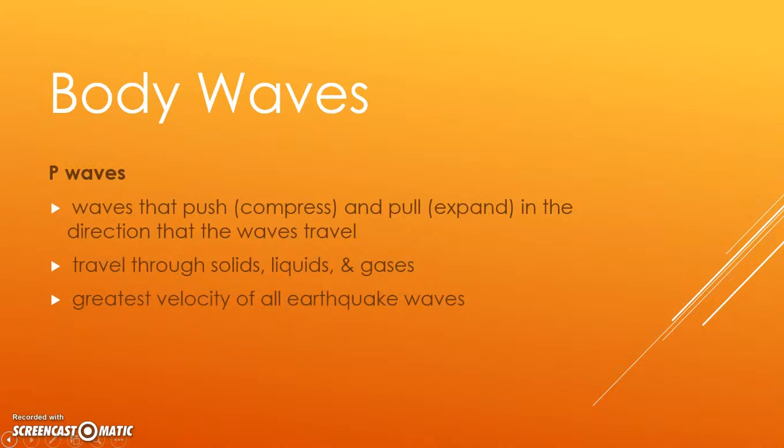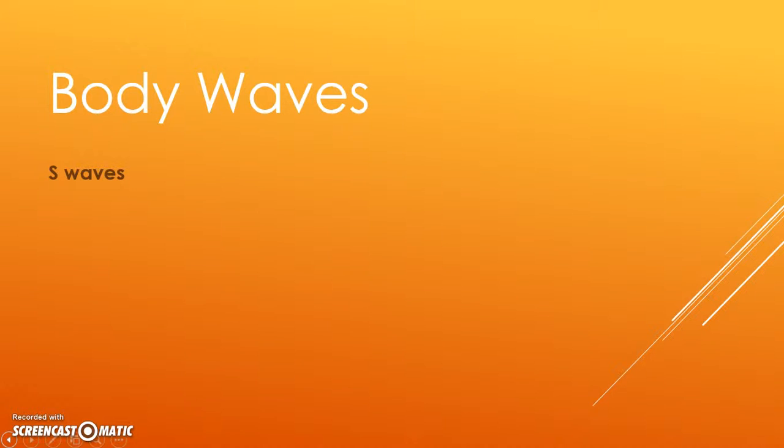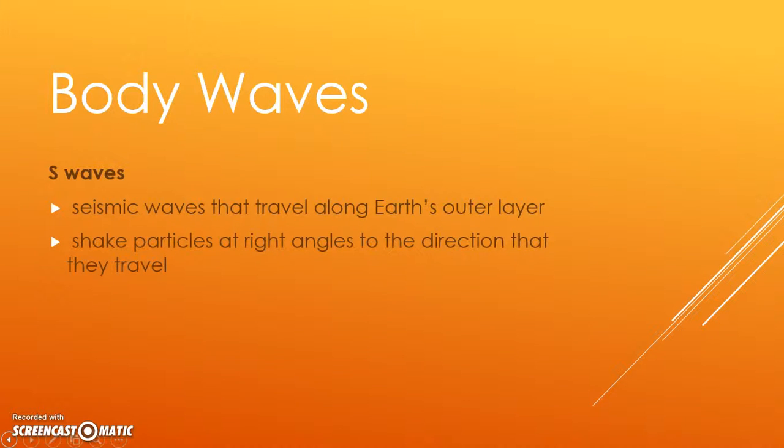They have the greatest velocity out of all earthquake waves, out of the P waves, out of the surface waves, and then of course out of the S waves. These travel along Earth's outer layer, so these cannot go through the core. That means they can only go through a liquid material. They cannot go through solids. They will shake at right angles, so these are transverse waves. And again, they travel only through solids, and they are slower than P waves.